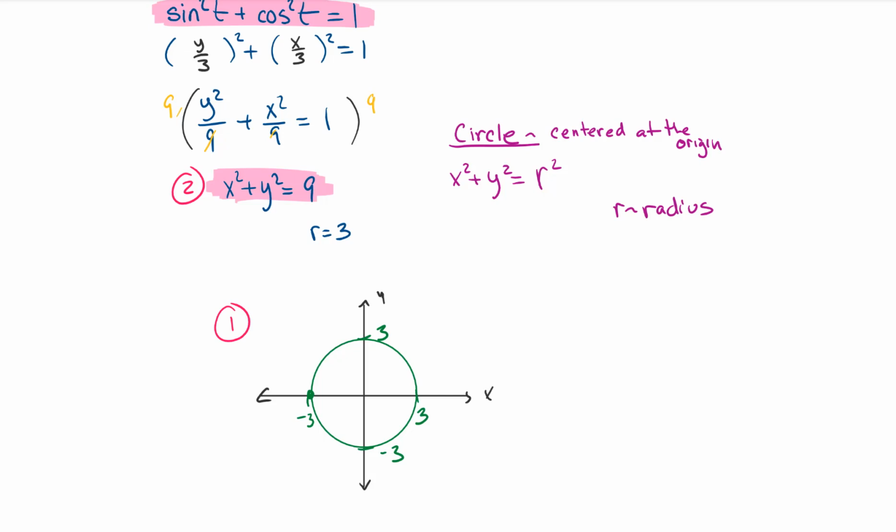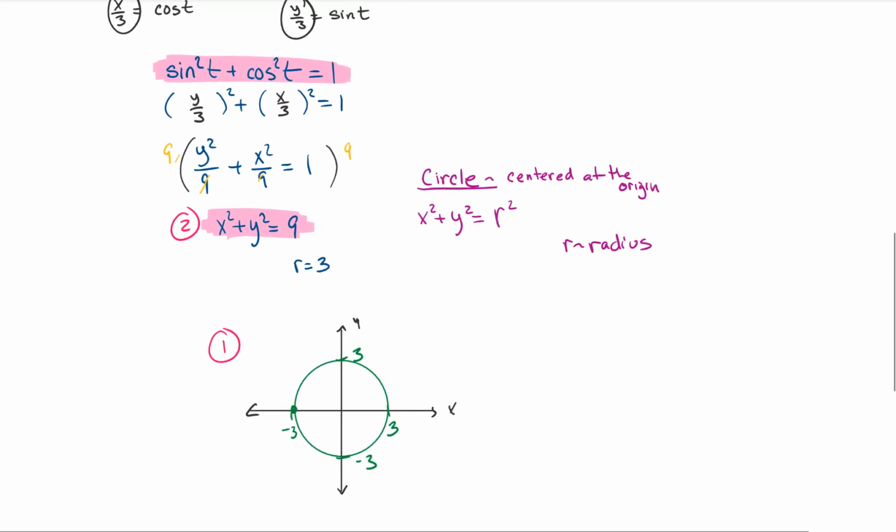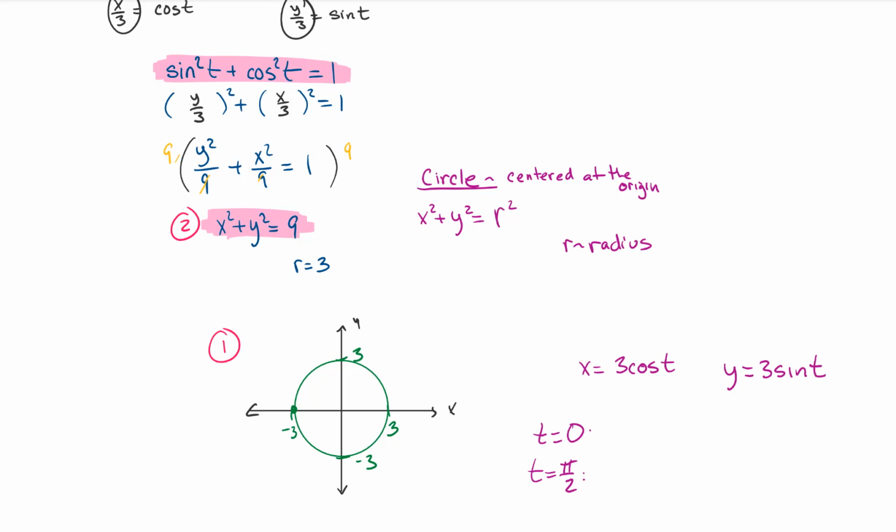We got to plug in values. We got to know which direction it's going. Is it going clockwise or is it going counterclockwise? So we had x equal to 3 times cosine of t, and y equal to 3 times sine of t. I just plug in values of t, see where you start. Plug in 2 values. The values I would choose are t equal to 0 and t equal to pi over 2. I want to keep my life as easy as possible.